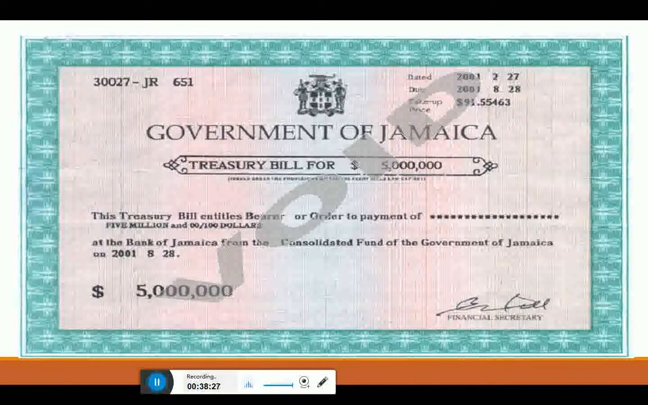This is basically the treasury bill. You can see it has a monetary value, and there is a maturity period specified, and there is an agreement between the buyer and seller. The seller of this is the government of Jamaica, and the buyer could be anyone who buys it.